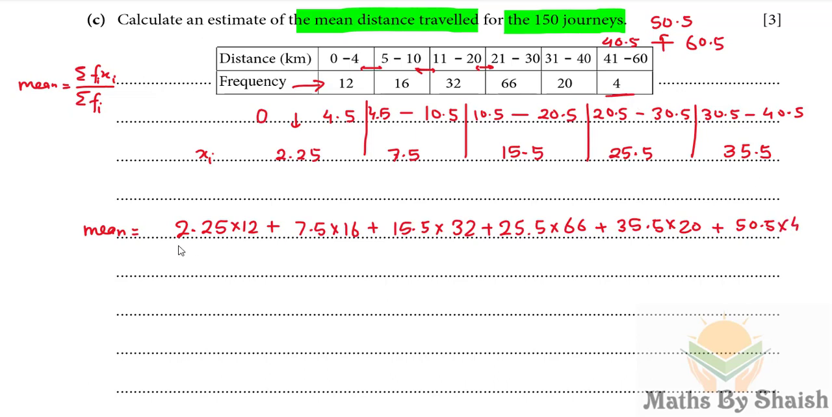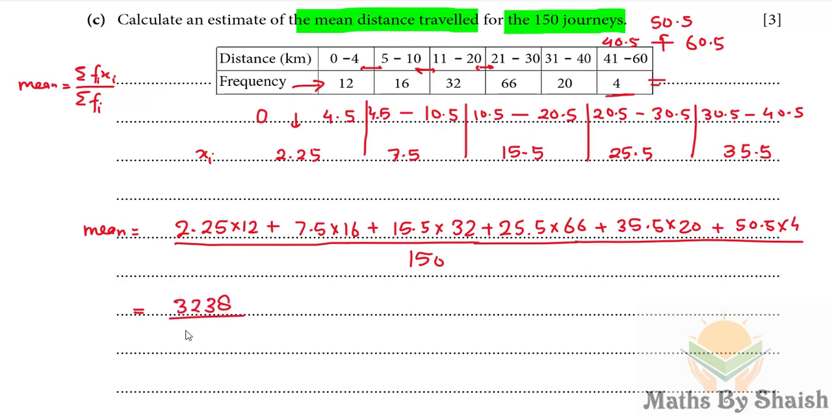And we can see that the total frequency in the question itself is given, 150, so we can directly write 150. Otherwise also we can add it here, it is going to be 150. So now we will calculate the numerator. So this value is coming 3238 and divide by 150.